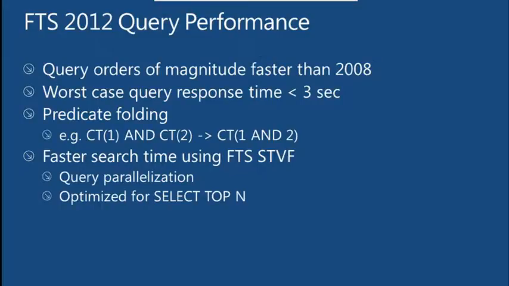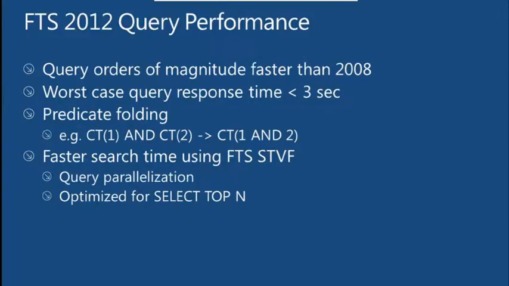So the idea with the rewrite is, with the new query processor in full text search, the worst case search time is less than 3 seconds for up to 350 million documents. And they accomplished this with, like I said, a rewrite of the query optimizer and also predicate folding. So if I have contains 1 and contains 2, that folds down to contains 1 and 2. And there is only 1 contains.